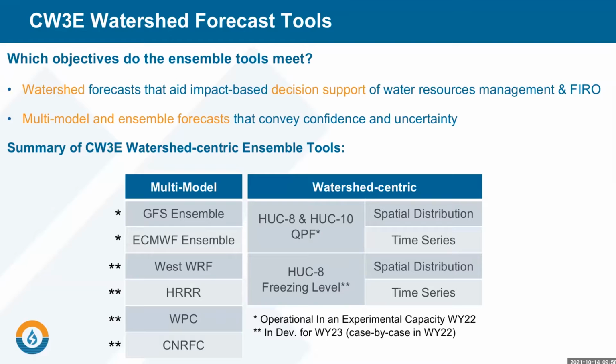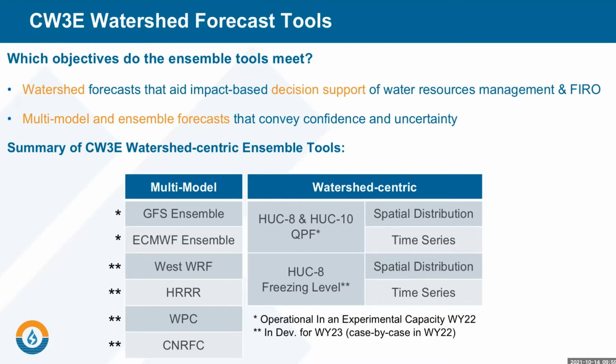So here's a brief overview of some of the watershed forecast tools that we have. In terms of that multi-model framework, we have many of the same models that I mentioned earlier, the GFS, the ECMWF, both the deterministic and the ensemble versions of those, the West-WRF, which we'll hear more about in a little bit. And in addition to those, we are also working on implementing products using the WPC, the Weather Prediction Center forecast, as well as the CNRFC forecast. Those will be coming down the road soon.